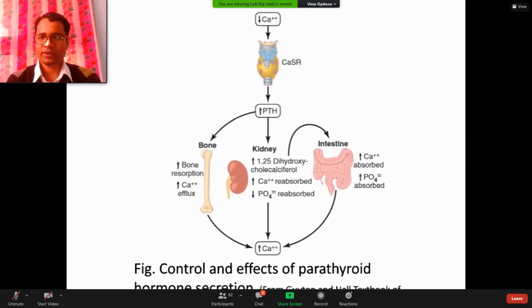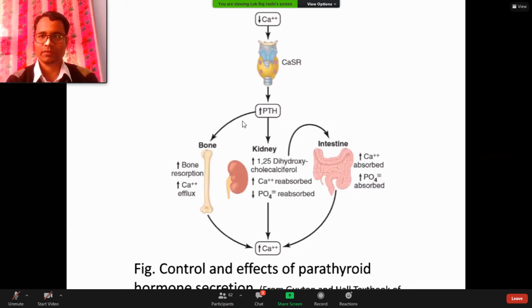Okay, now in this figure, we summarize the secretion, control of secretion, and also the effects of parathyroid hormone. When there is low calcium level in the plasma, see the ionic calcium, it is the same in the plasma and extracellular fluid, and it is sensed by calcium sensing receptors in the parathyroid cells. When there is a decrease in calcium level, there is an increase in parathyroid hormone secretion. We have just mentioned it.